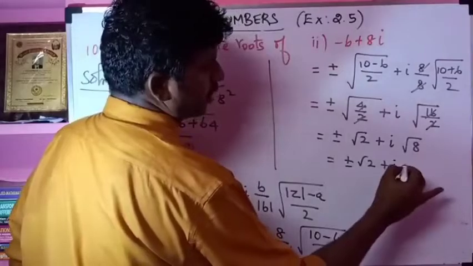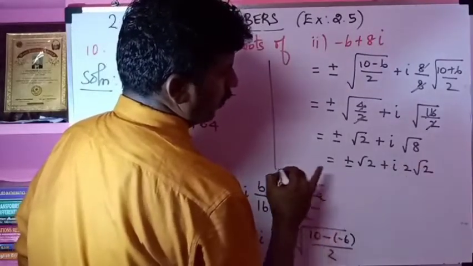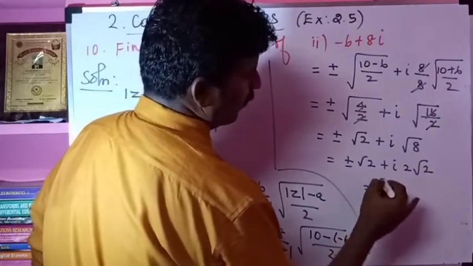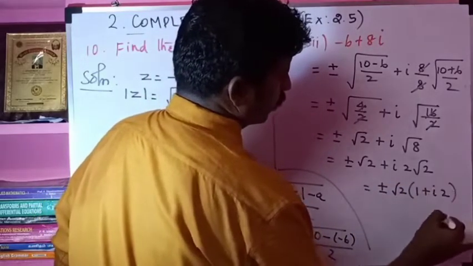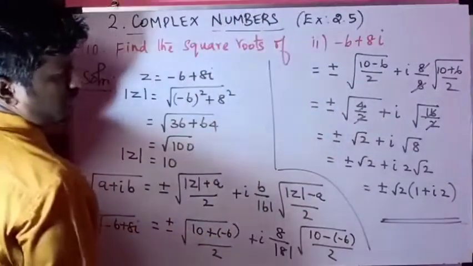Root 8 can be written as 2 into root 2. Now we can take one root 2 outside. Plus or minus root 2 into the 1 plus 2i. This is the answer.